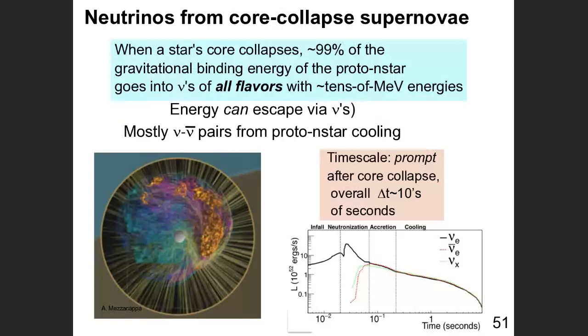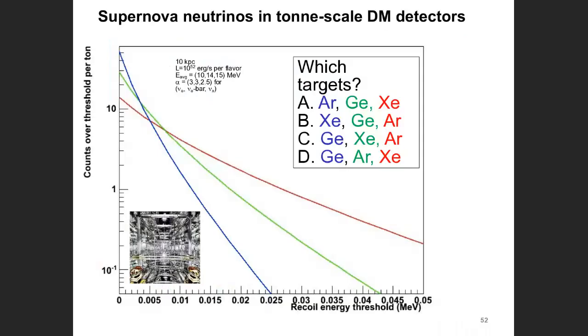Let me make a couple of mentions of neutrinos from core collapse supernovae. This is one of my favorite things. These are events where you have enormous fluxes in a very short period of time of neutrinos of all flavors. Basically, the time scale is prompt. It's tens of seconds, maybe most of them in a few seconds. And it's equally distributed approximately between flavors.